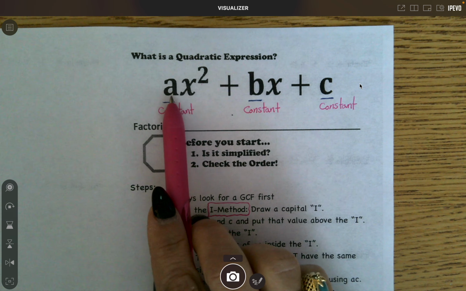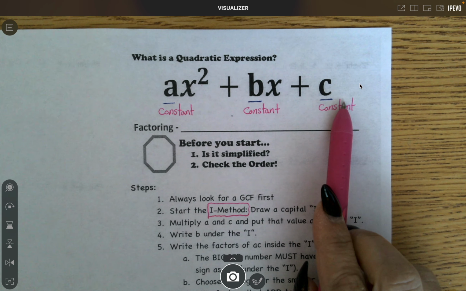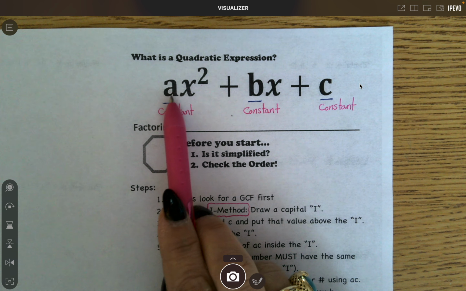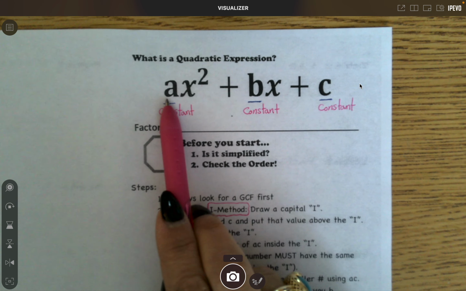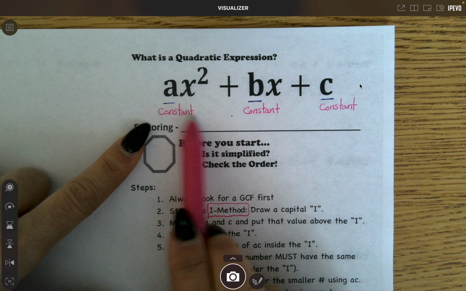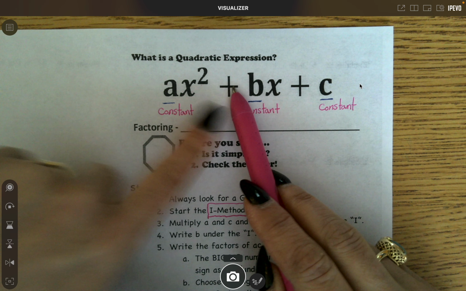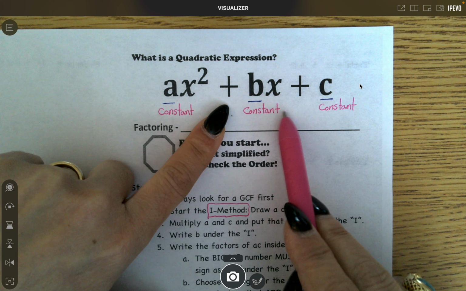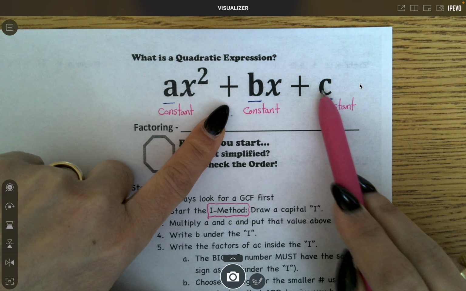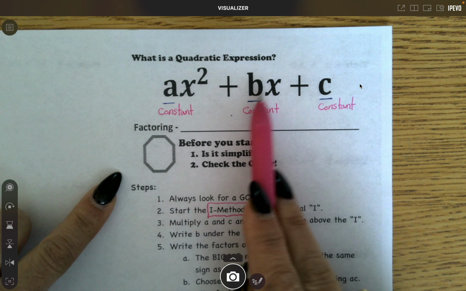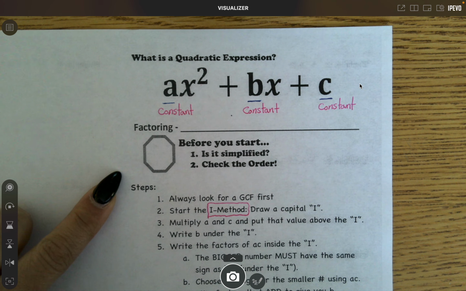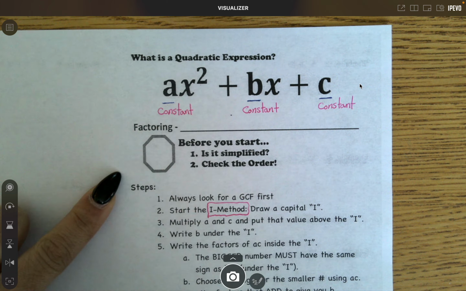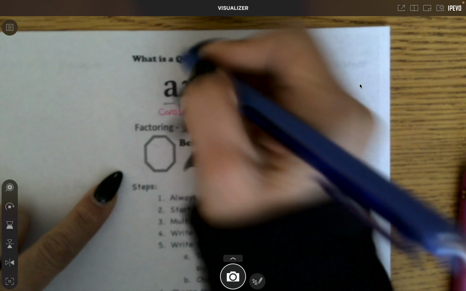Okay, this is the way that a quadratic expression should look. We have ax squared, where a is a constant. Constant means it's a number. Plus bx. B is a number, which means a constant. Plus c, which is the constant. So a, b, and c are three numbers that we might have in our quadratic expression. This is the formula for a quadratic expression.